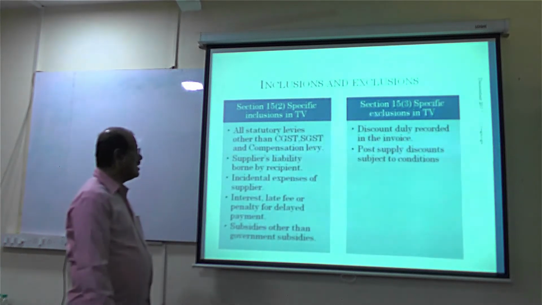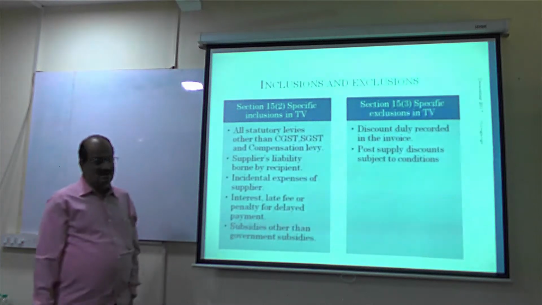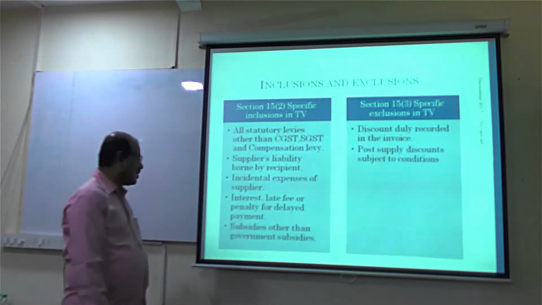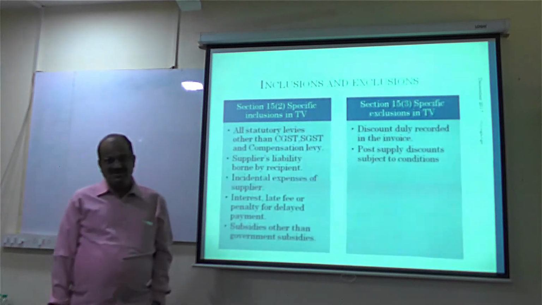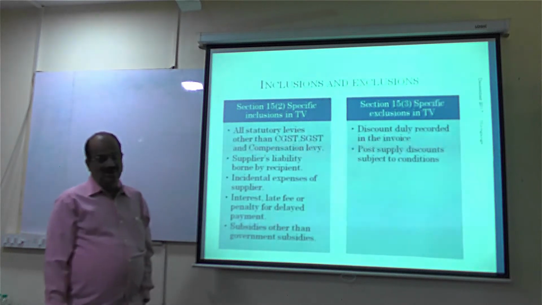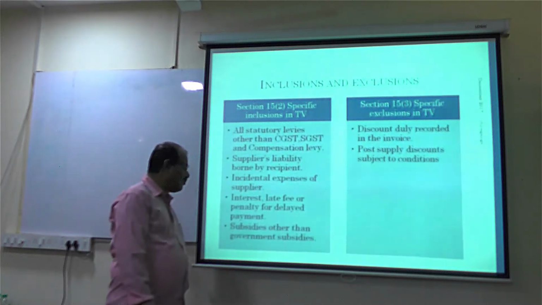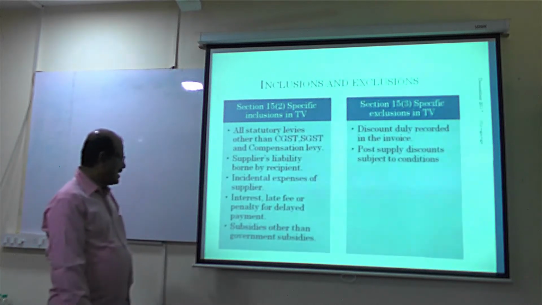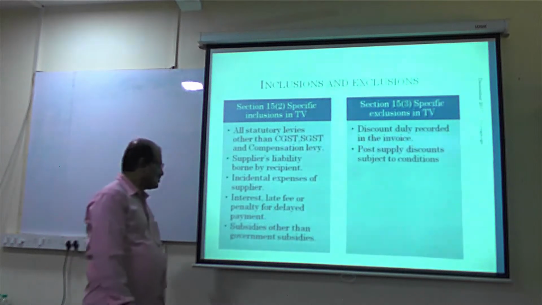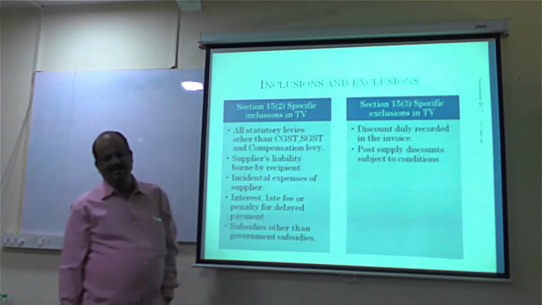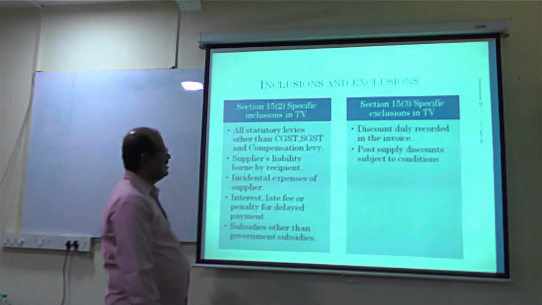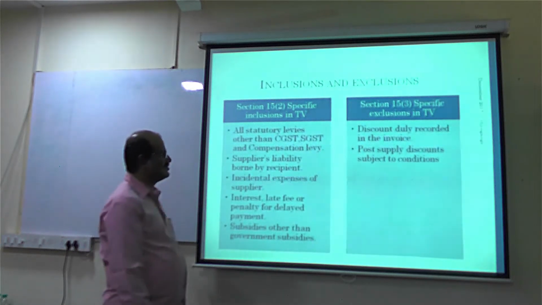Another thing which is clearly includable is the subsidy provided by persons other than government. Government subsidies have been clearly excluded. If any individual company or an individual subsidizes any supply made to a recipient, cost of such subsidies have to be included. Then we come to exclusions.